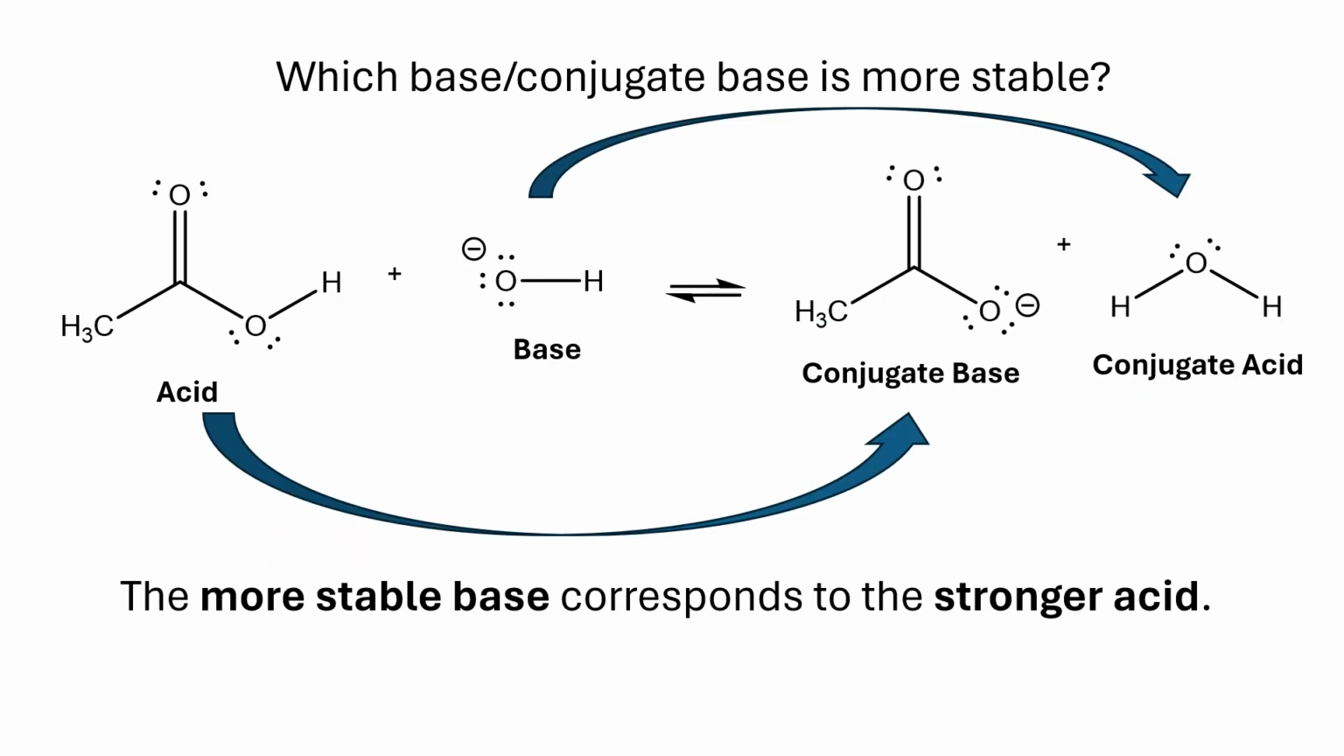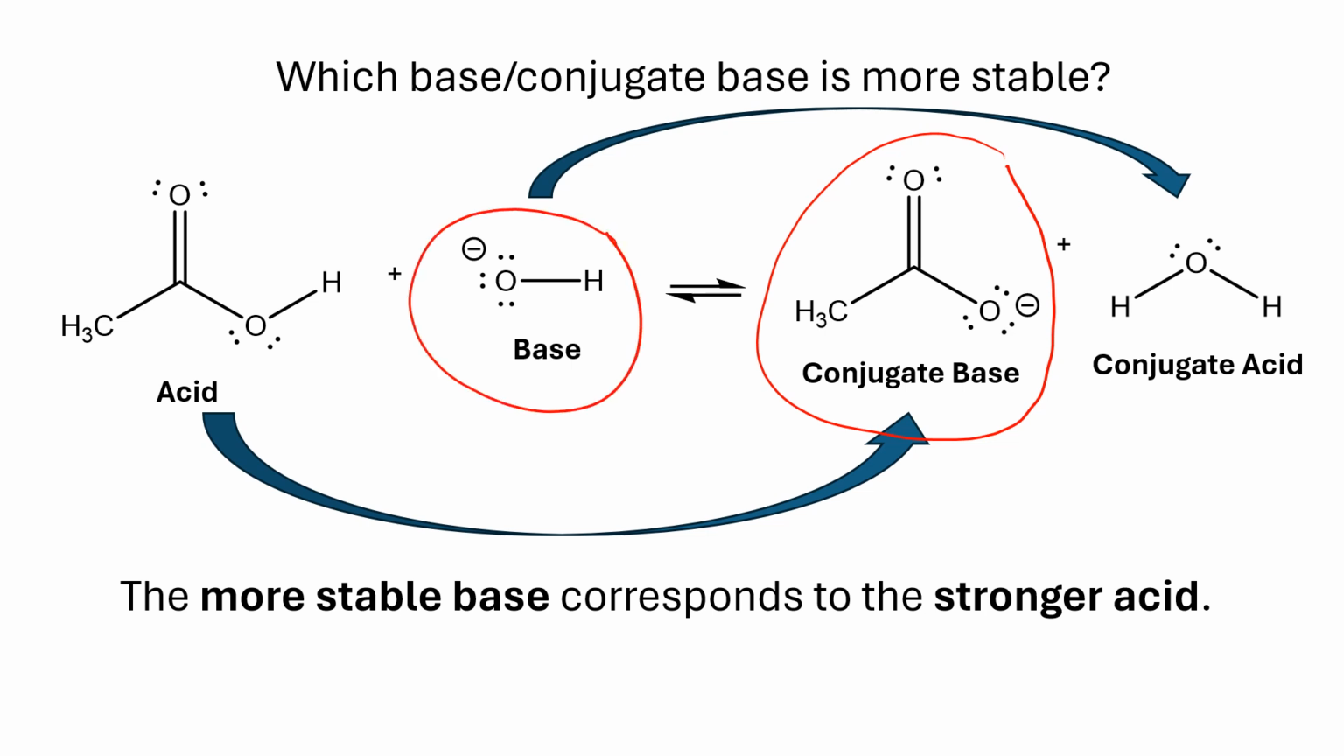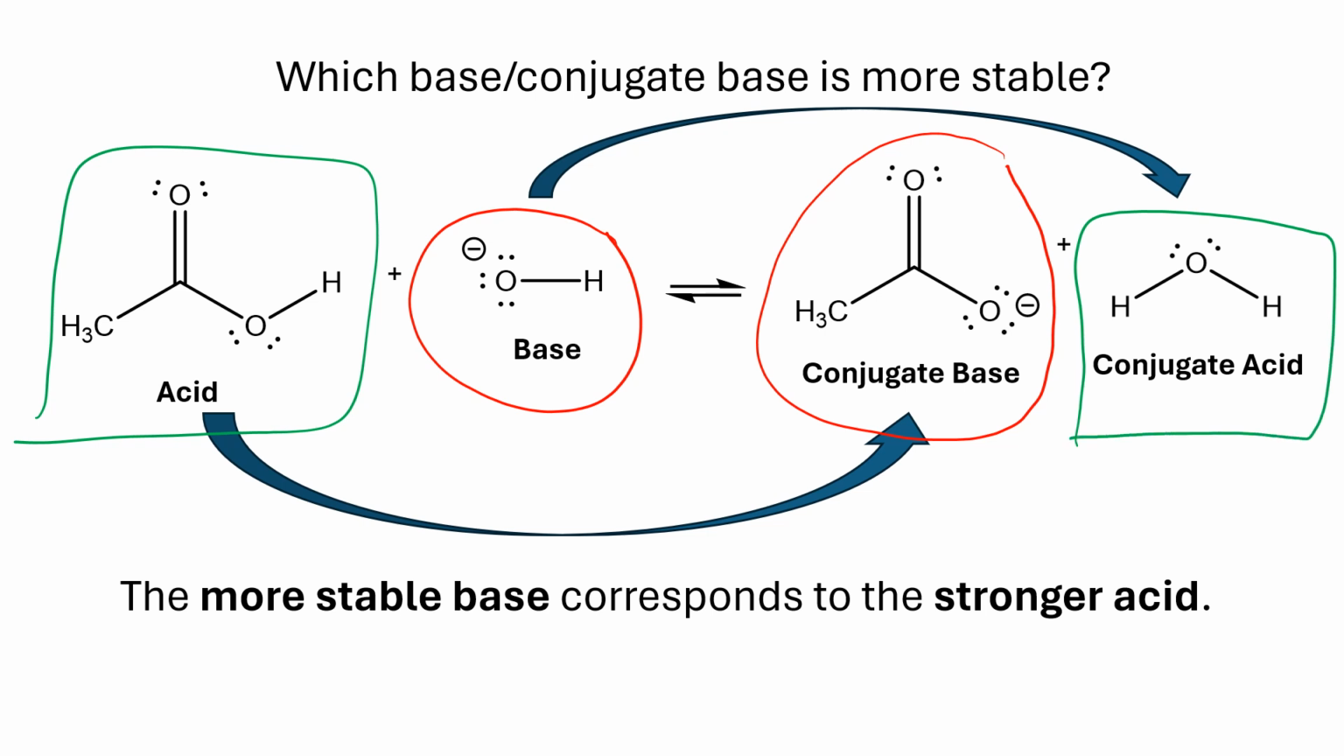Here is an example reaction. Here is our acid, and it corresponds to this conjugate base over here. So let's compare the stability of the conjugate base to the stability of this base. By doing so, we're going to see if our acid here, or our conjugate acid here, is the stronger acid. We're trying to decide, is the acid stronger or the conjugate acid stronger? And we look at their conjugate bases and the base to compare that.